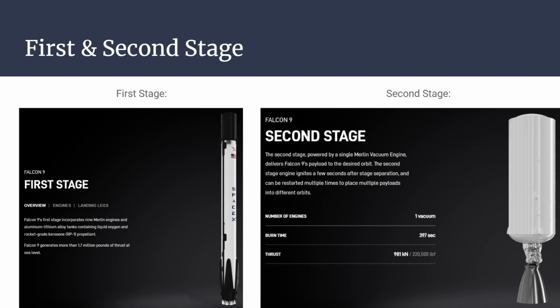Getting into the second stage, it is a single Merlin vacuum engine used to deliver Falcon 9's payload to the desired orbit. It's activated right after the first separation within a couple of seconds and can be activated multiple times to get it to a certain desired orbit. It has a burn time of 397 seconds and a thrust of about 1,000 kilonewtons.